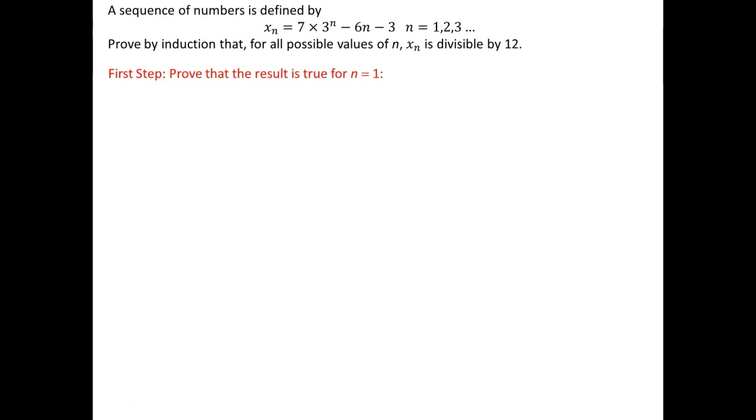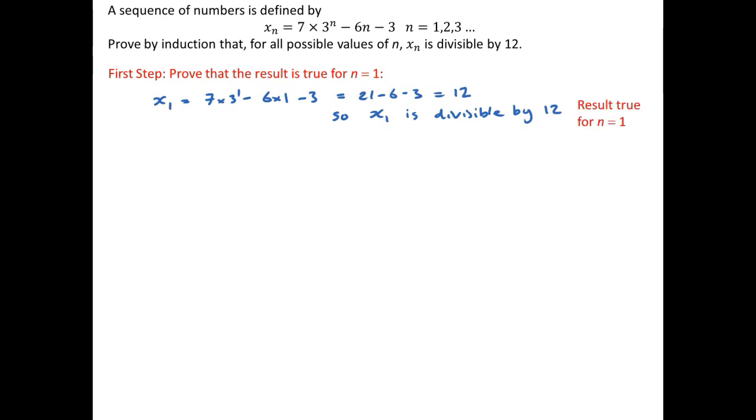Now the value of x1 is fairly easy to work out. It's 7 times 3 to the power 1, take away 6 times 1, take away 3. So that's 7 times 3, which is 21, take away 6, take away 3, which gives me 12. And 12 is certainly divisible by 12. So x1 is divisible by 12, and we've got the result is true for n equals 1.